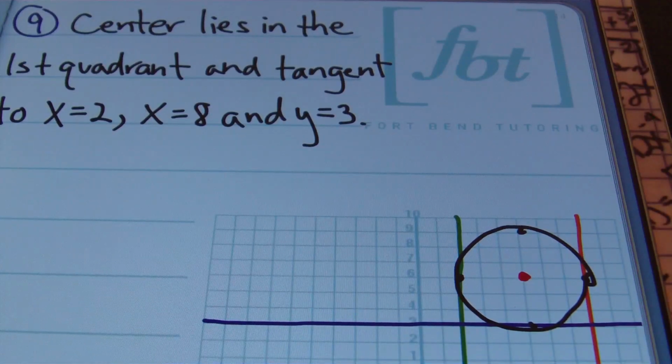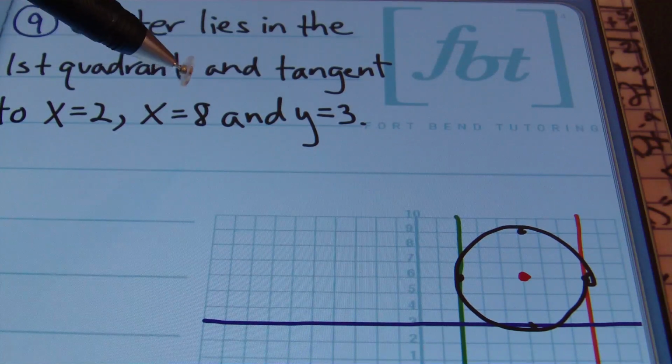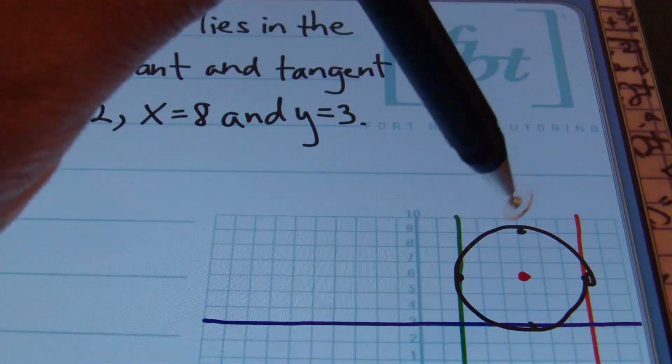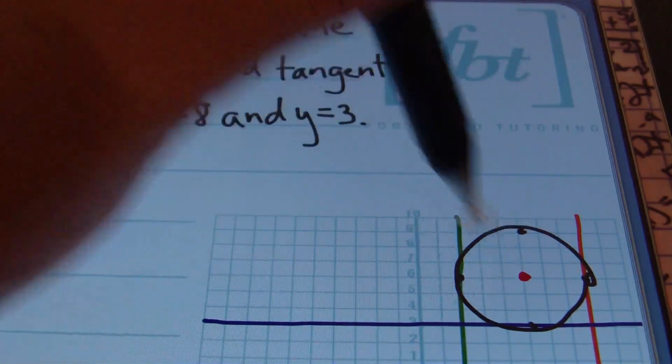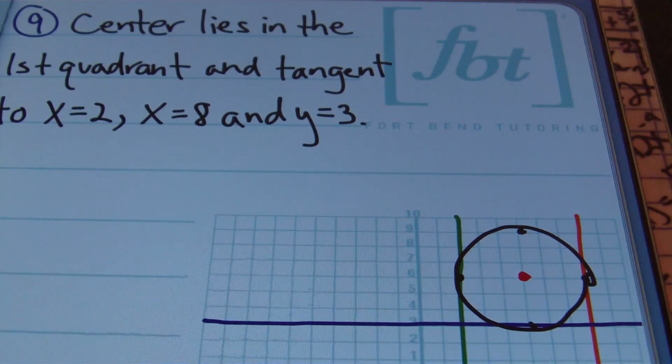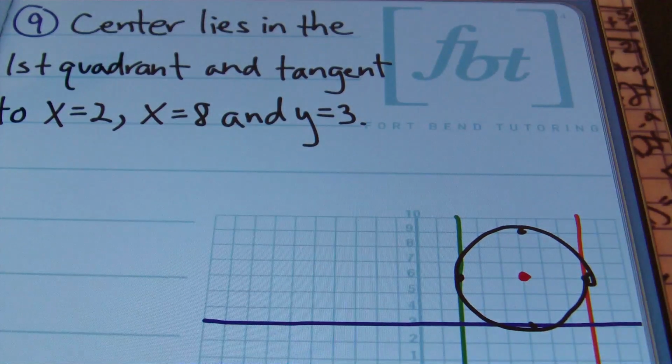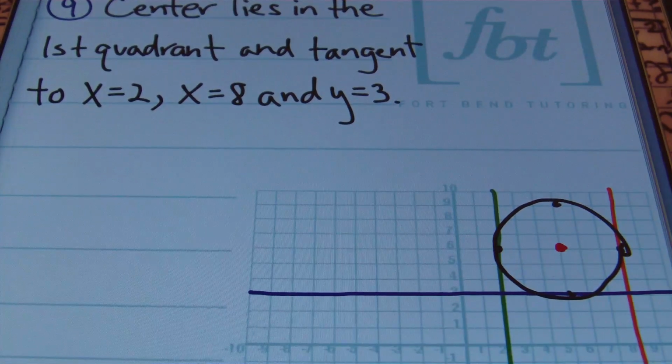When they say that the circle is going to be tangent to the lines x equals 2, x equals 8, and y equals 3, that means that it touches those lines in one spot. So these lines only touch your circle once, all right? So this line x equals 2 only touches it right here. The line x equals 8 only touches your circle right here. And the line y equals 3 only touches your circle right there. That being the case, we now have the information we need for our equation.